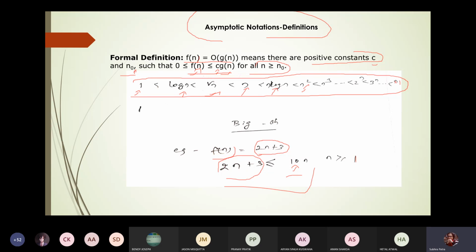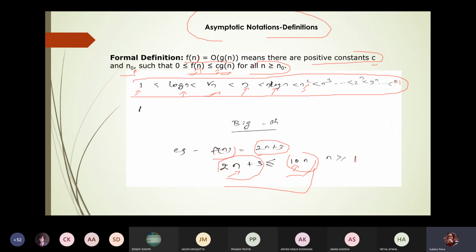For all n greater than or equal to 1, this condition holds true, because if you put 1 here, what do we get? 5 is less than or equal to 10, right? That means this 10n is your c g of n now, with c being this 10 and n being your g of n. So this is one condition we have checked.